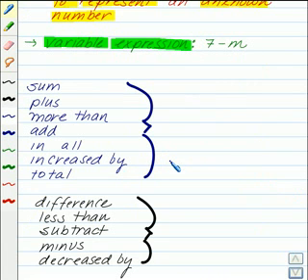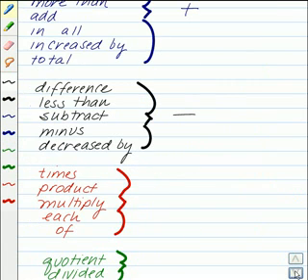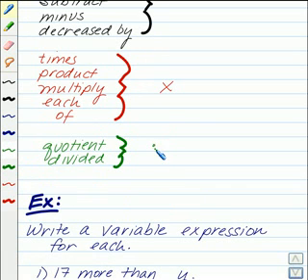Let's take a look at some phrases and see what kind of math we would use for each one. If we have sum, plus, more than, add, in all, increase by, or total, we would be adding. If we have difference, less than, subtract, minus, decrease by, that's subtracting. Times, product, multiply, each, or of would mean we're multiplying. And finally, quotient or divided would mean we'll be dividing.